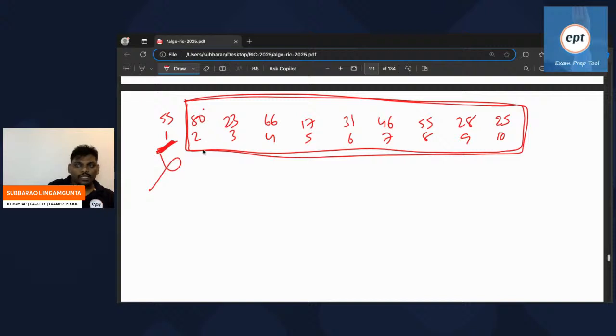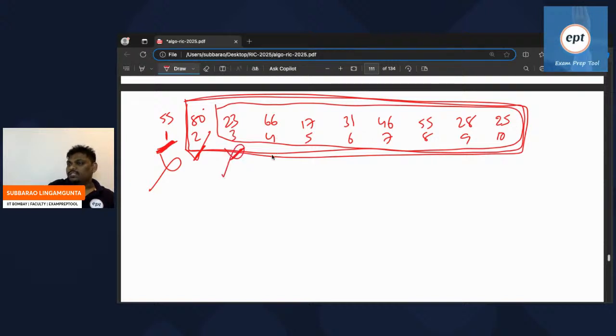If you go to 80, is 80 a leader or not? He is greater than all elements present on the right hand side. Check. Is he greater? Yes, I think he is a leader. What about 23? Is he greater than all elements on the right hand side? No. 66, is he a leader? Is he greater than all elements on the right hand side? Yes, I think yes.